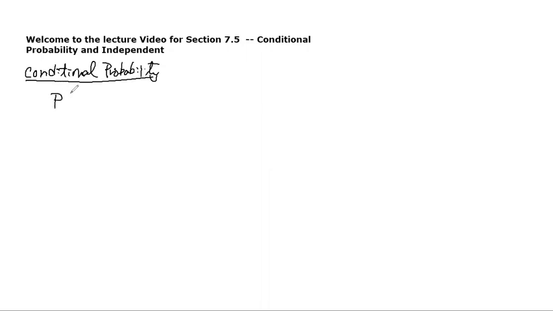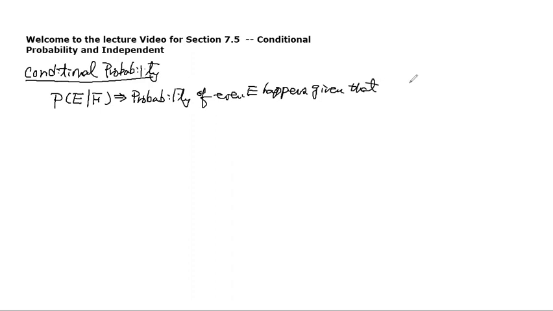This is how we write this here. It's an event E given F. This is how we say it's a conditional. So the way we say it, this is the probability of event E happens given that event F already happens.